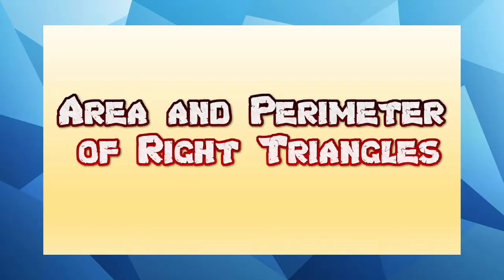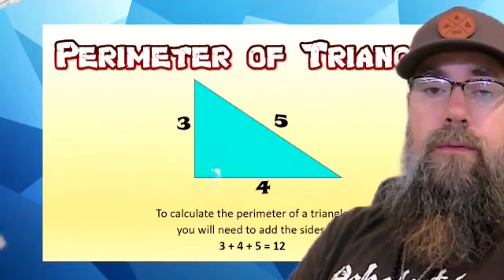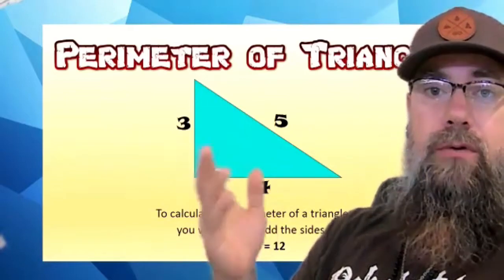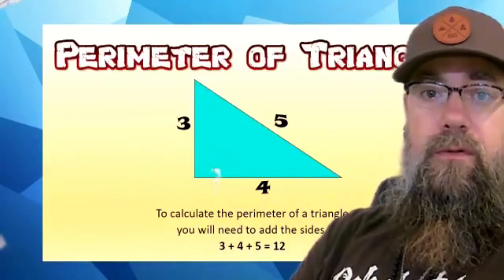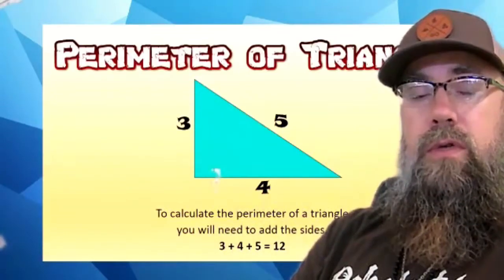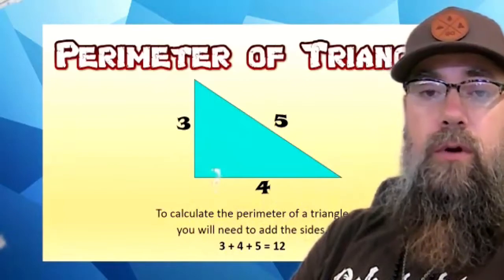Hey students and parents, this week for math, we're going to cover the area and perimeter of right triangles. So in order to find the perimeter of any shape, we need to measure the sides and add them together. In this case, we have 3 plus 4 plus 5. If we add those together, those three sides equal 12, and that's the perimeter of our triangle.